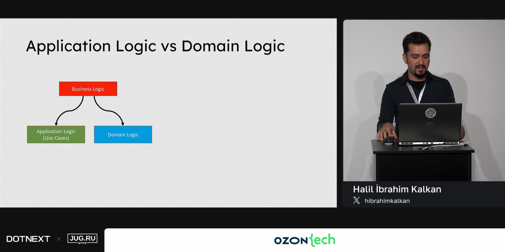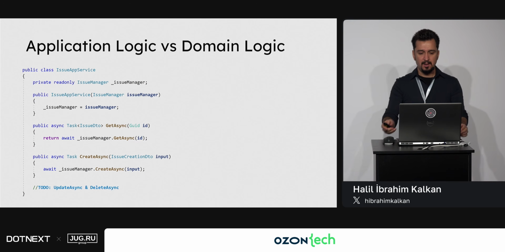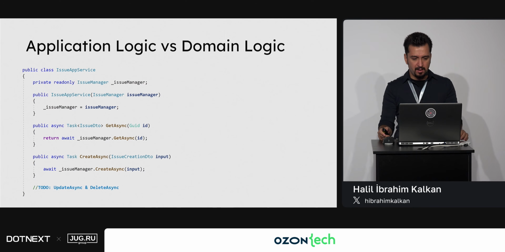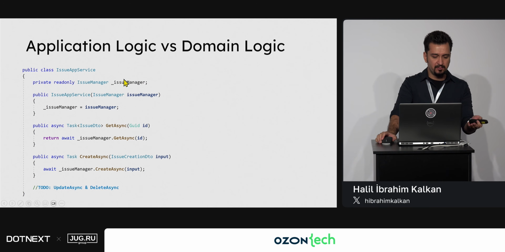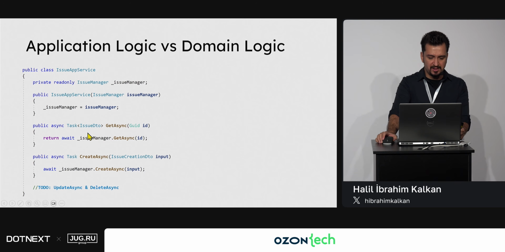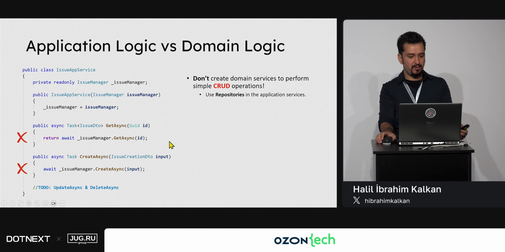DDD splits business logic into two parts, as I said: application logic implements use cases, and core domain logic. Let's give some examples to clarify it. Okay, an issue application service. This typically gets, creates, or updates some issue entities. You see that we have just injected a domain service, and all methods just delegate the work to the domain service. It's not a good principle. So why do we have an application service just delegating everything to the domain layer?